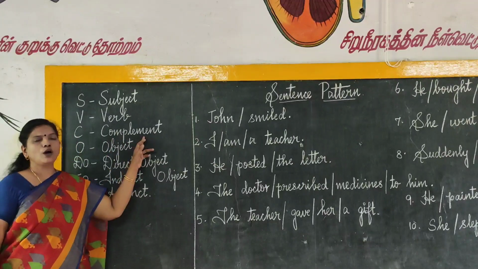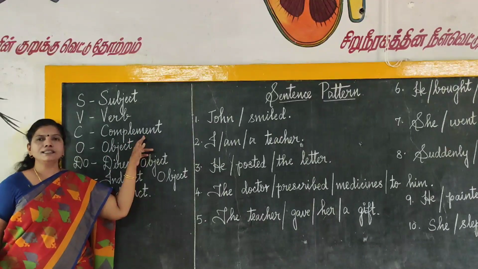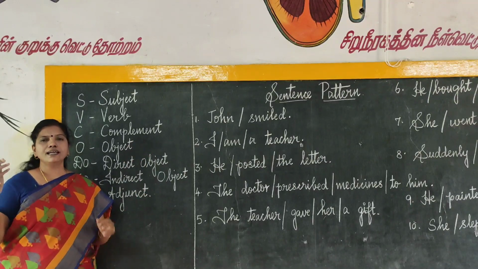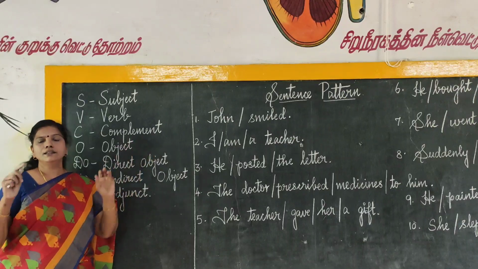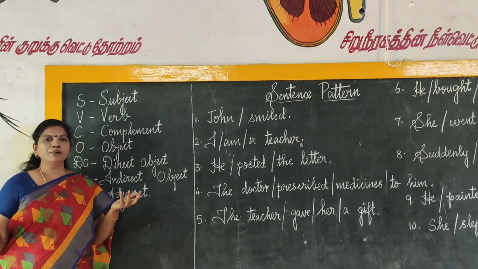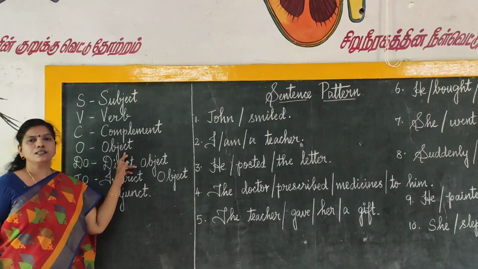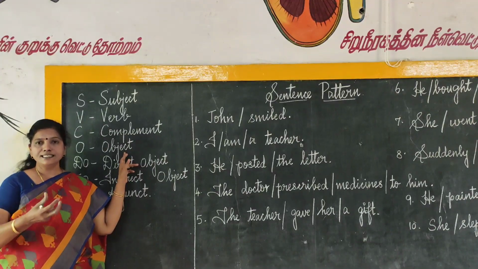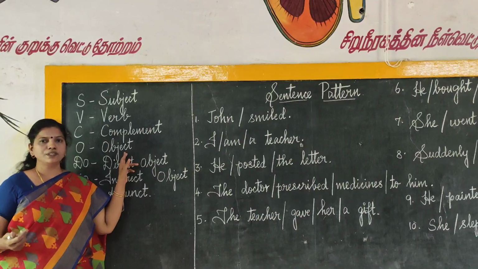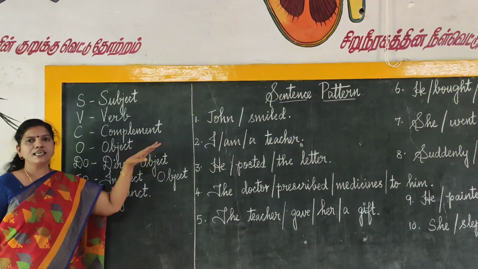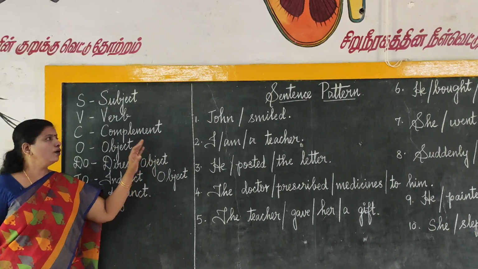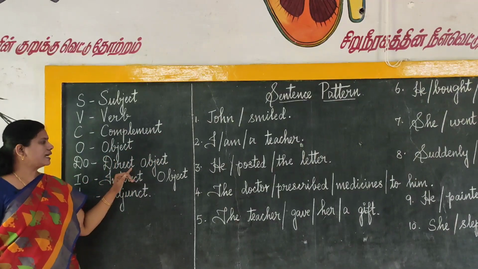And next one is complement. Without complement, a sentence will not be complete. Complement is a word that gives full meaning to a sentence. Right? Without the complement, the sentence will not be complete. Right? Next one is object. Object is the receiver of the action. Whoever receives the action done by the subject is the object of the sentence. When we see examples, it will be very clear for you. So, don't panic.